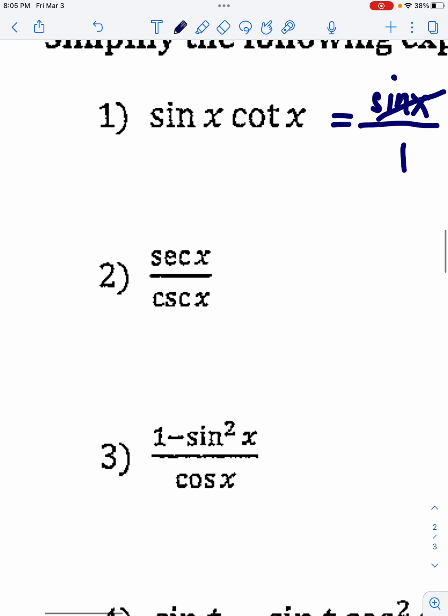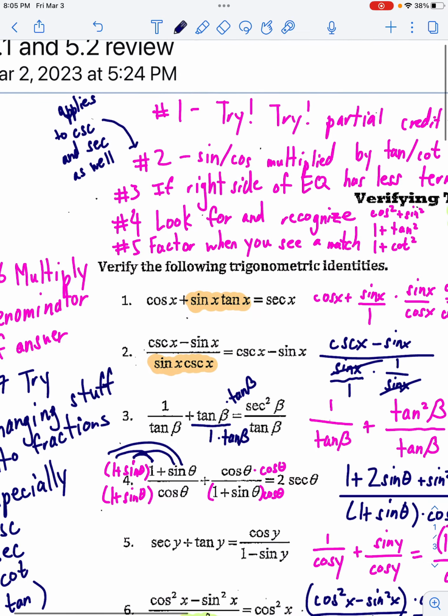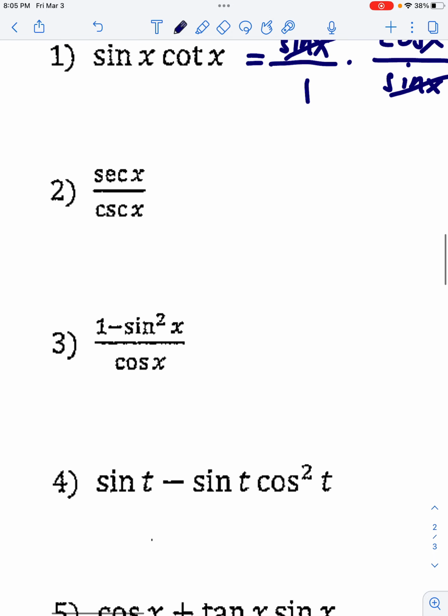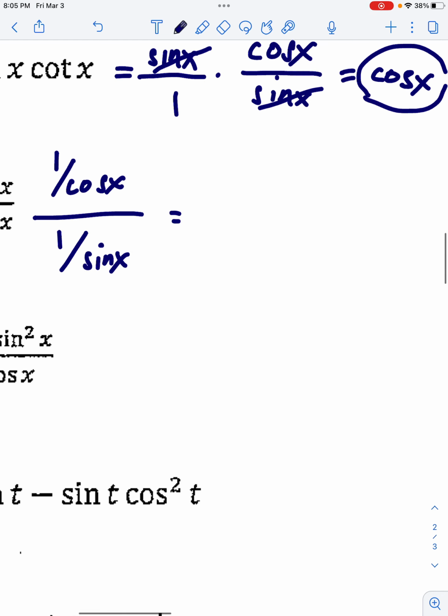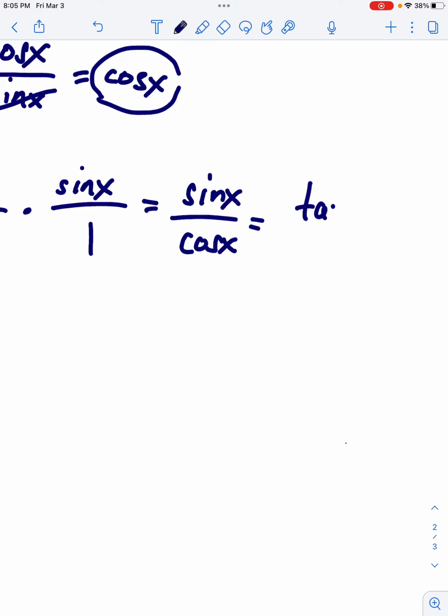Secant x over cosecant x, okay? Use trick number 7. These same 7 tricks you're just going to do over and over again. So change secant to 1 over cosine of x. Change cosecant to 1 over sine of x. Okay? So dividing 1 over cosine by 1 over sine is the same as multiplying by sine over 1, right? And that becomes sine x over cosine x, which is tangent of x. There you go.